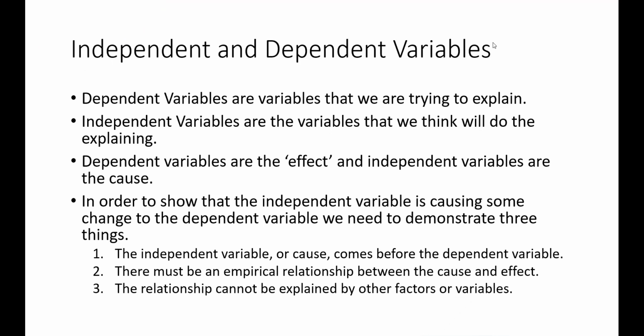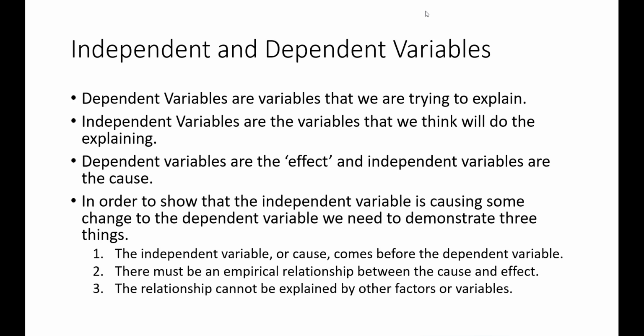Alright, so let's dig a little bit more into those variables. There are two main types of variables we're going to look at today. The first is independent and the second is dependent variables. Dependent variables are variables that we are trying to explain. Independent variables are the variables that we think will do the explaining. In other words, dependent variables are the effect, whereas independent variables are the cause. So we're thinking that independent variables are going to cause some sort of change or effect to that dependent variable.